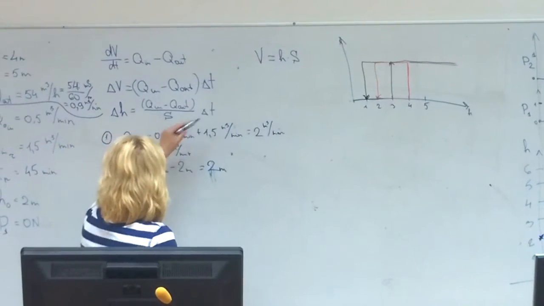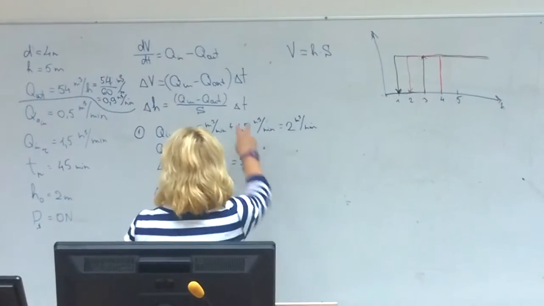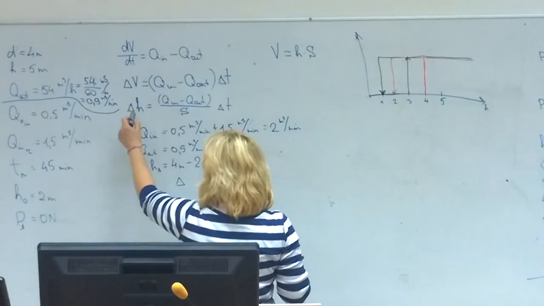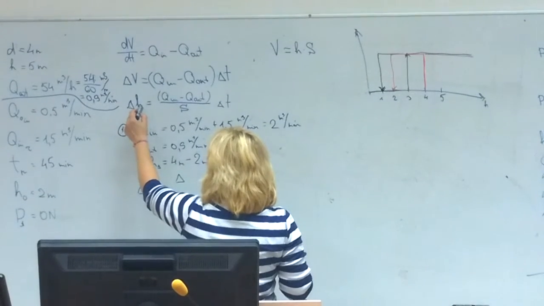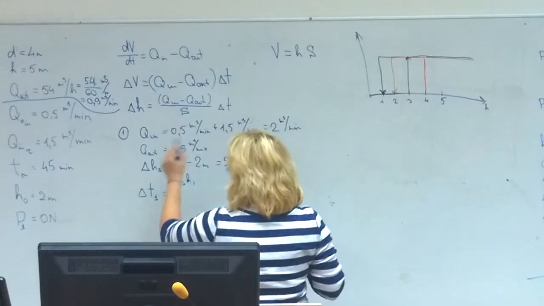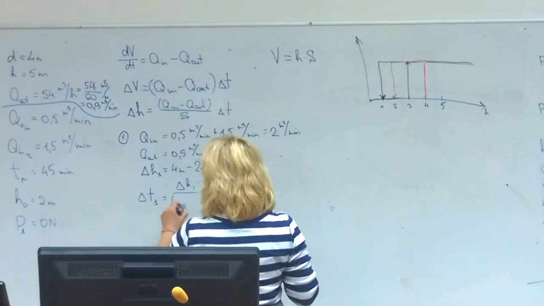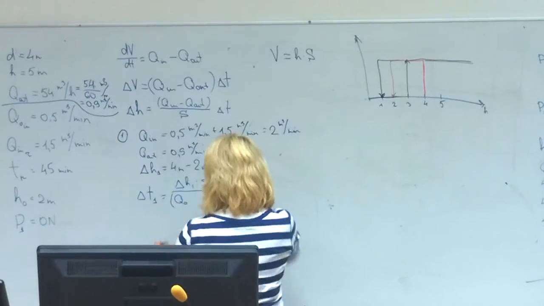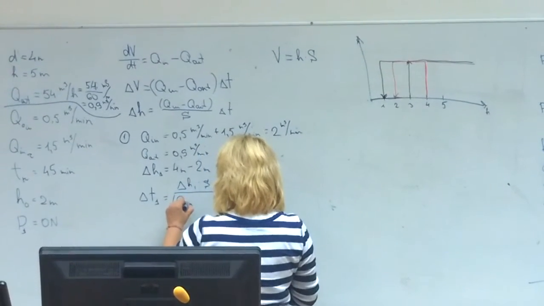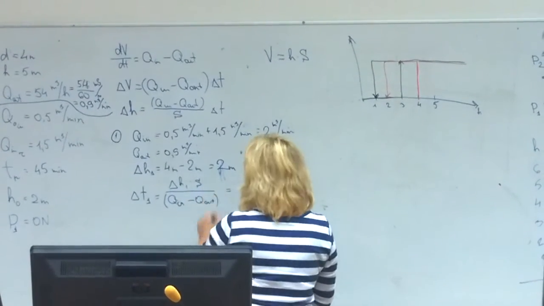So in that case, delta T1 will be equal, so we should divide delta H by this, and it will be multiplied by the area and divided by the difference of our flows. So inflow minus outflow, something like that.